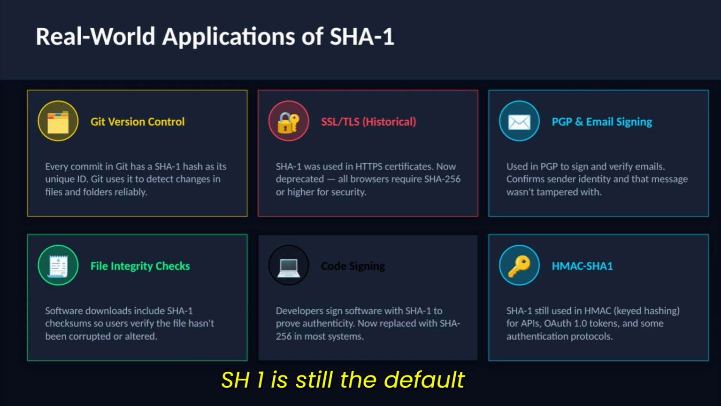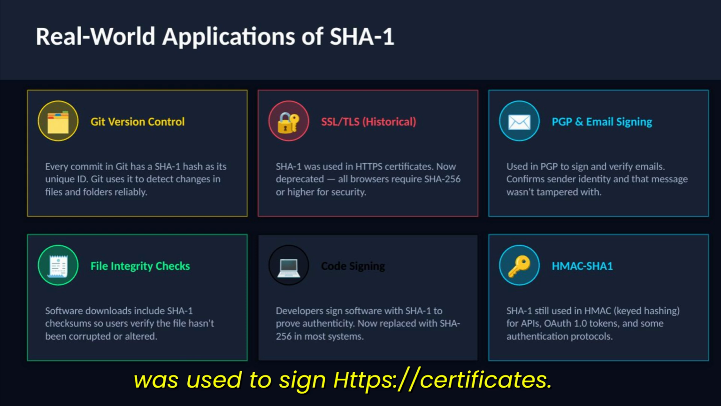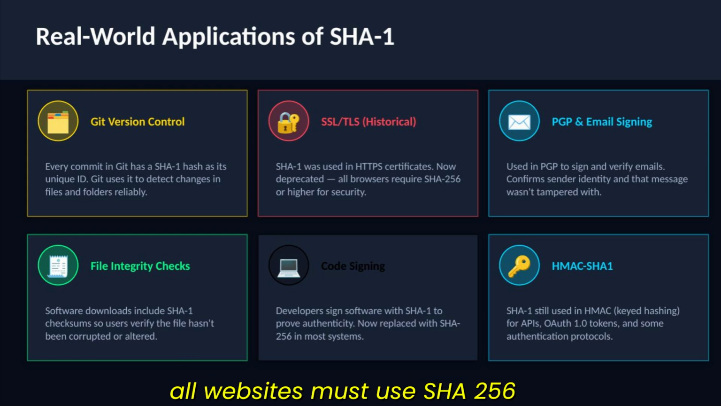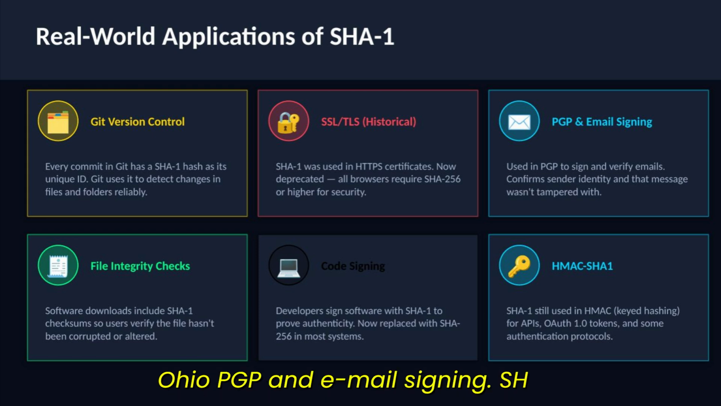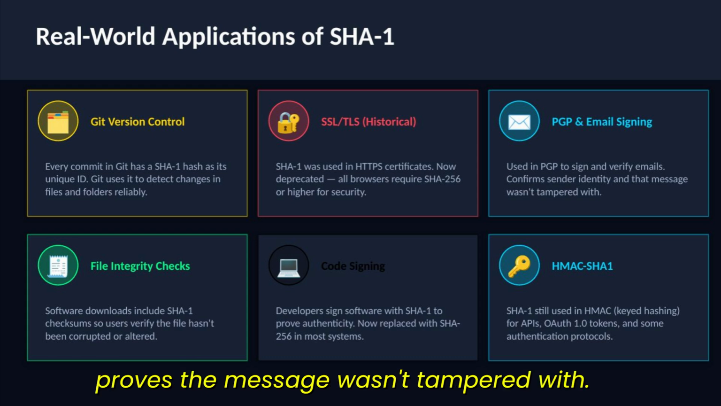SSL/TLS certificates. Historically, SHA-1 was used to sign HTTPS certificates. Browsers now reject SHA-1 certificates, so all websites must use SHA-256 or higher. PGP and email signing. SHA-1 was used to digitally sign emails and verify the sender. This proves the message wasn't tampered with.